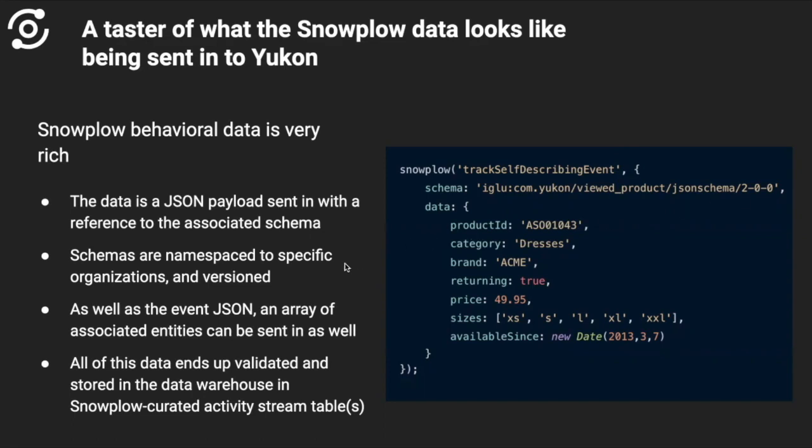Now, as well as the event JSON that I'm showing here, remember that an array of associated entities could be sent in as well. So for example, an entity that's describing the current shopping cart could be sent in with every event that's relevant as well. Now, all of this data flows through into Snowplow.